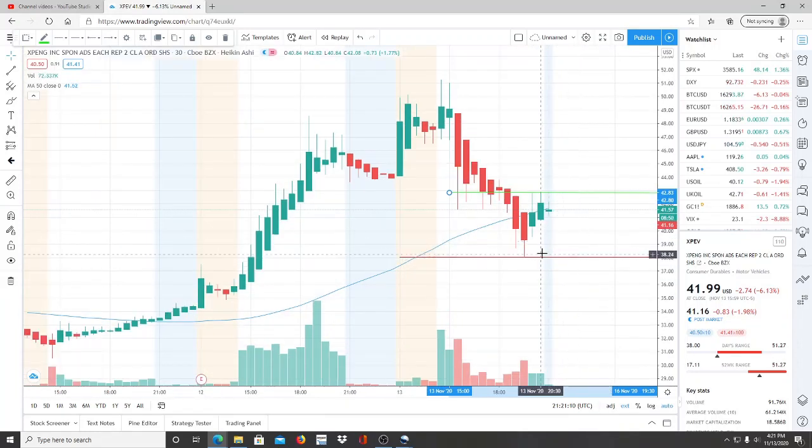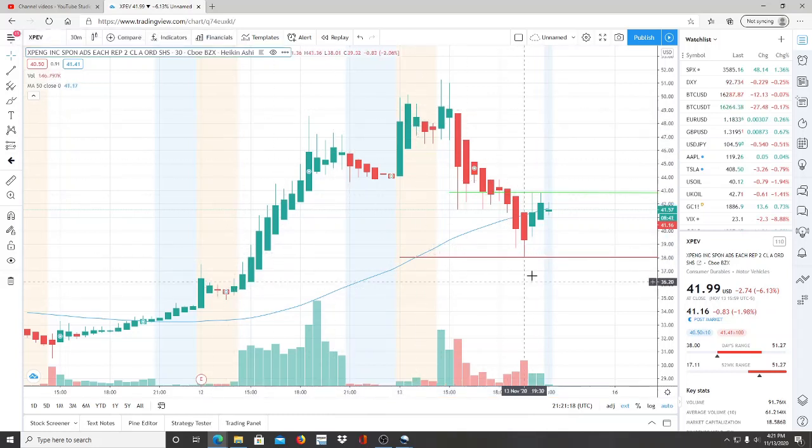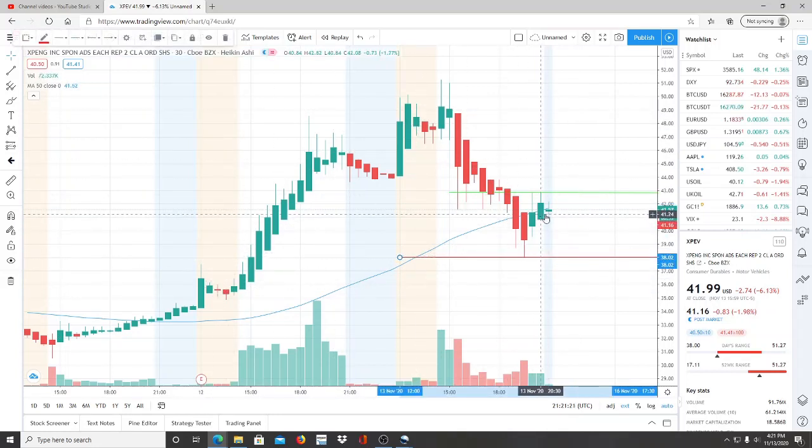But let's go ahead and see what's important for the bears and what every investor should pay close attention to if it gets broken through, because this is the lowest point reached after this bullish run. So that's 38.02.